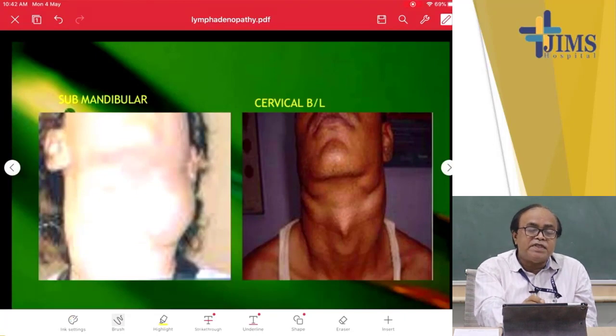You see the picture of the submandibular gland. This is the chin, these are the ears, so this is the submandibular gland. Then cervical, bilateral, right cervical, left cervical lymph nodes are enlarged.